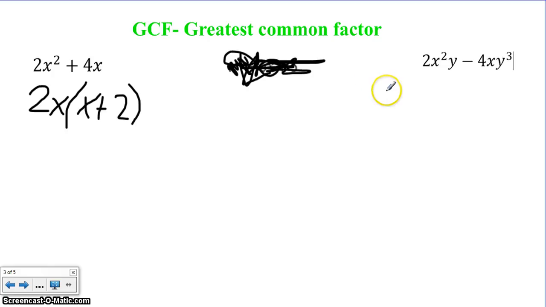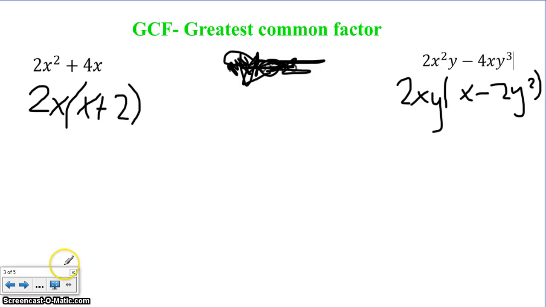In our next equation, we can take out 2xy, and our remainder is x minus 2y squared. And that is how you solve equations using the GCF method.